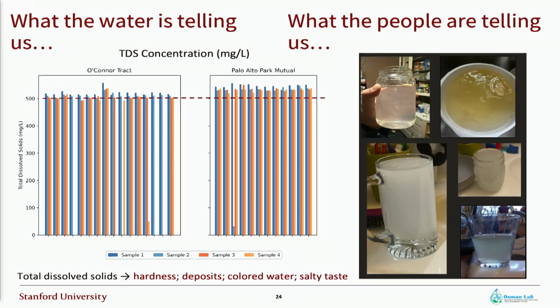And then the one that is most common across all of the water providers, regardless of which one you had, and across all of the samples and across all seasons in East Palo Alto, was this issue of having a ton of total dissolved solids in the water, which indicates that there's hardness or deposits. You have colored water, salty tasting. And all the residents not only reported this and knew that this was happening in their water, but they also decided, this is something that we need to take a picture of. And so here I show the pictures.